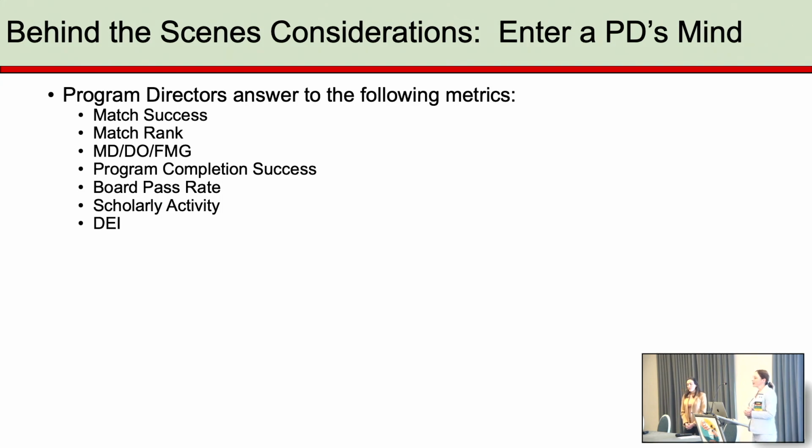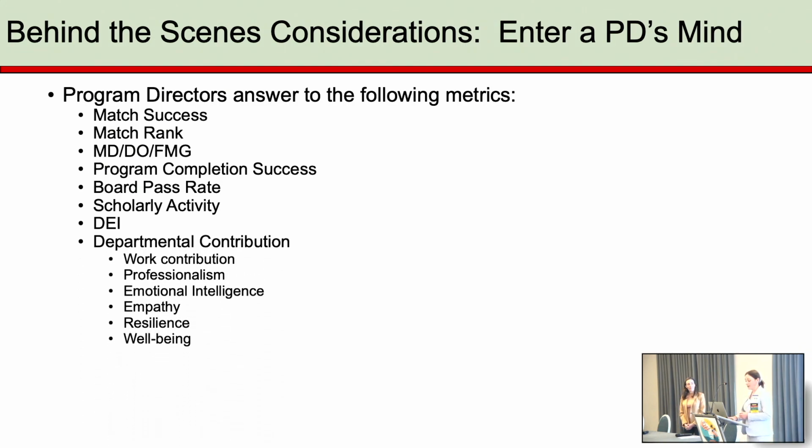What was the scholarly activity like in your program? What did your residents do? Did they present nationally? Did they have papers published? All of those things. DEI metrics, those are important also. They'll ask about those. Did you have a group that you interacted with? And then you're going to be held accountable to your faculty for more of these things. What I call the departmental contributions of your residency class.